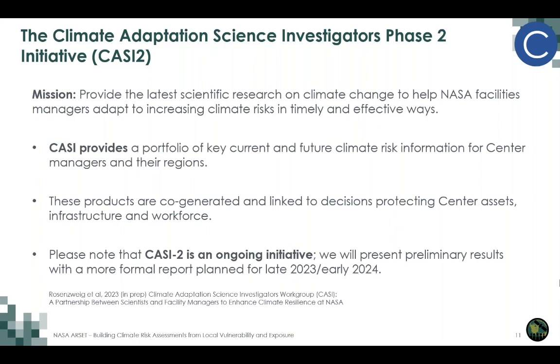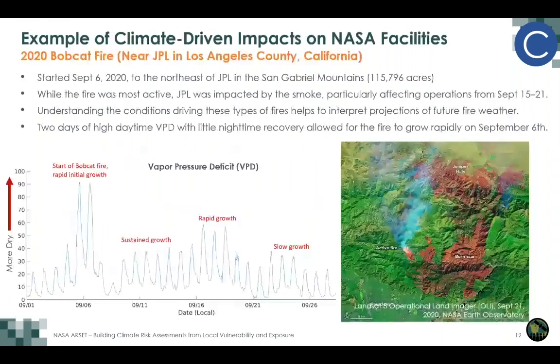It's a collaboration between NASA scientists and managers to co-generate key current and future risk information to help protect operations, assets, and workforce throughout the agency. Please note that CASI 2 is an ongoing initiative. We will present preliminary results in this presentation, and a more formal report is planned for late 2023 and 2024.